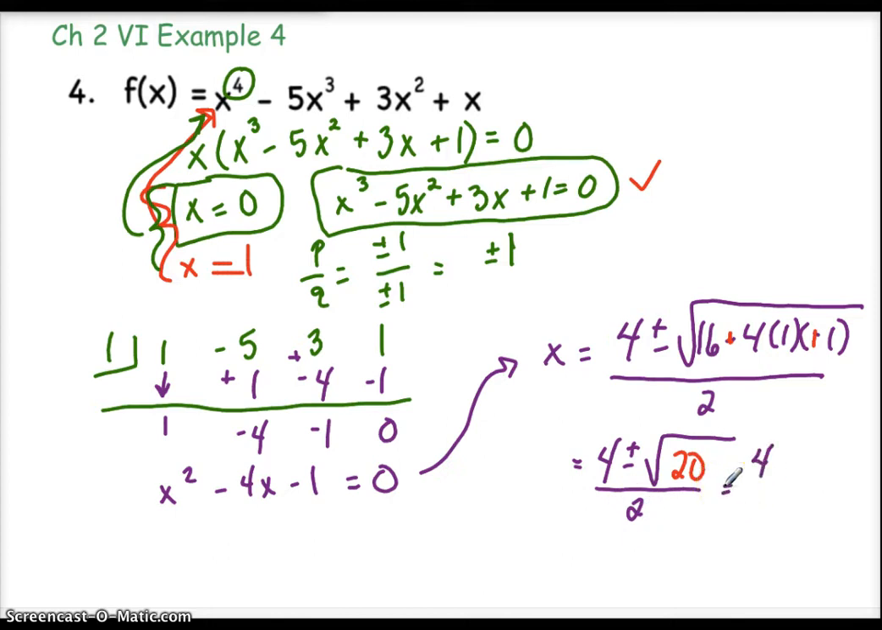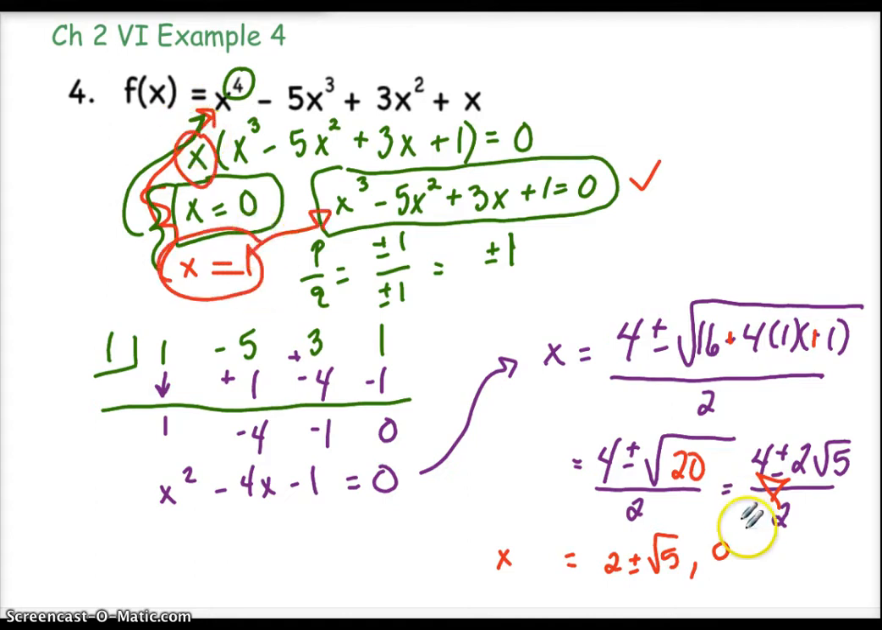So we have 4 plus or minus. We know that 20 is 4 times 5, which gives us 2 on the square root of 5, all divided by 2. I recognize that 2 in the denominator and 4 and 2 in the numerator are all divisible by 2. So we can reduce this to 2 plus or minus the square root of 5. So now we have all 4 zeros. The complex numbers 2 plus or minus root 5, 0 from our original factorization, and 1 from our reduced degree 3 polynomial.